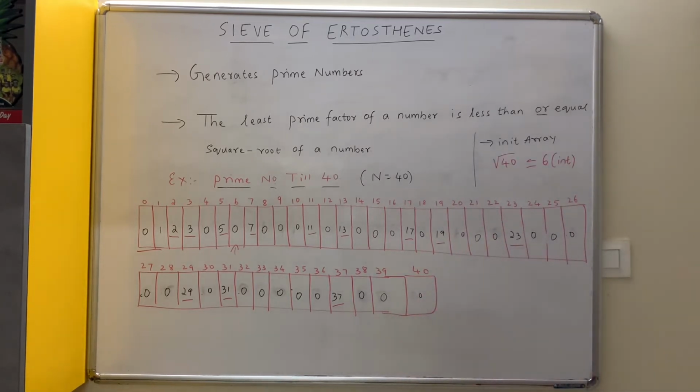Please pause the video and write down whatever it is there, and you also try to generate prime numbers till 100. Draw this table of an array from 0 to 100 and try to do the procedure to print all the prime numbers from 0 to 100. Is that okay? Thank you. Next we will see how do we write the program for the same.